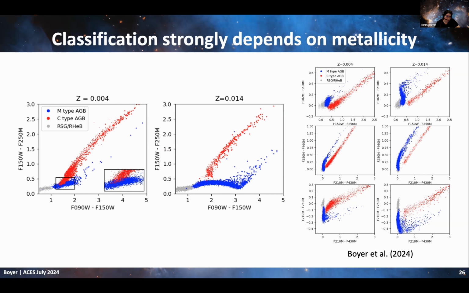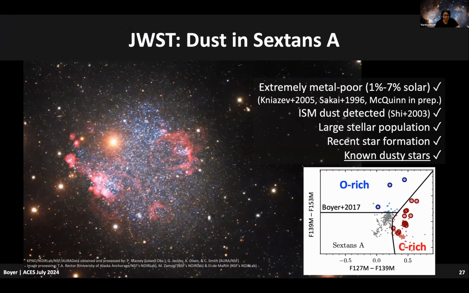So that's how you find the AGB stars. So now let's talk about dust. And for that, I'm going to turn to this program that's observing Sextans A with JWST. And we chose Sextans A because it is extremely metal poor. It's anywhere from 1 to 7% solar metallicity, depending on the age of the population. The RGB stars look like they're closer to 1%, and the ISM, the most massive stars, look like they're closer to 7%. And we know it has some ISM dust that's been detected.